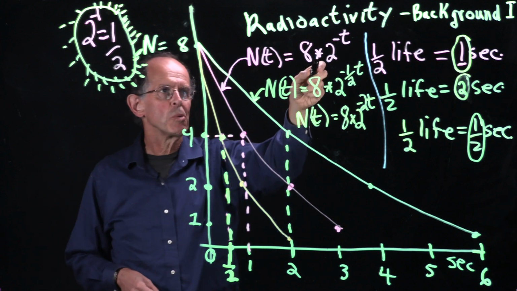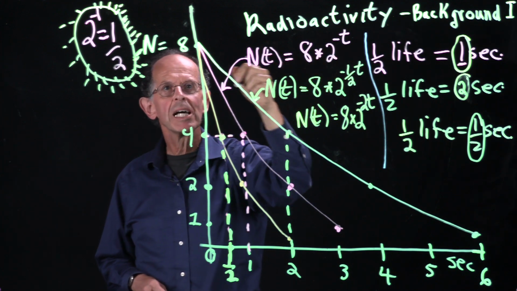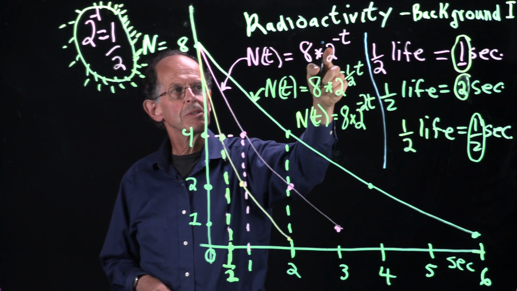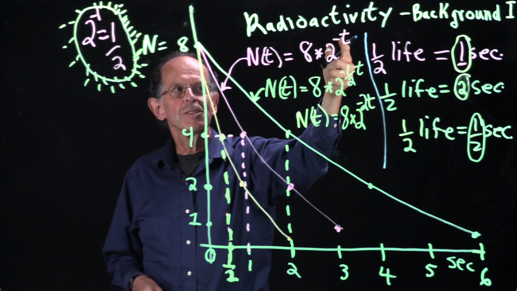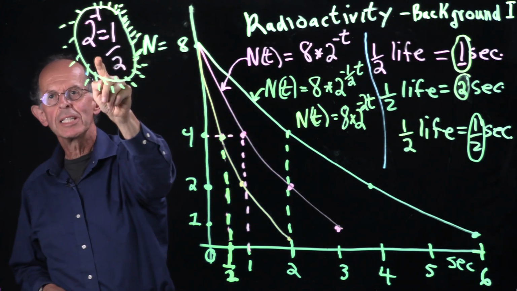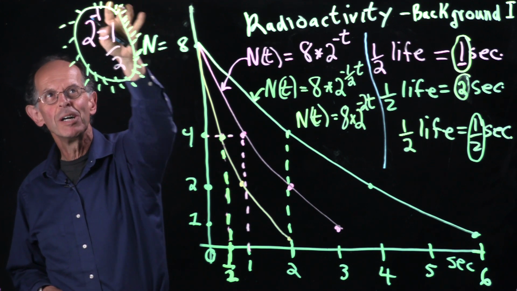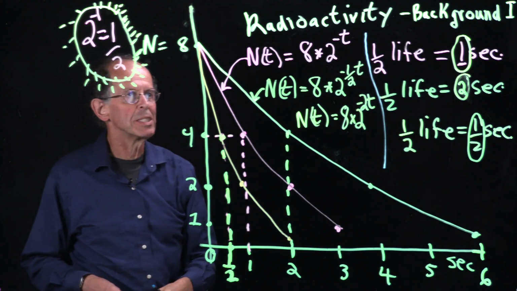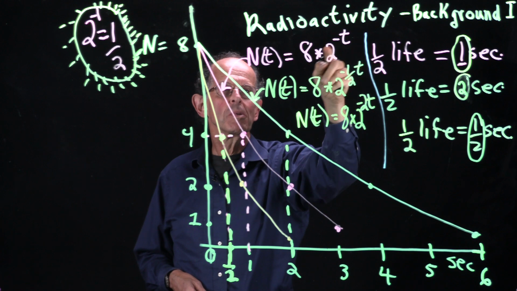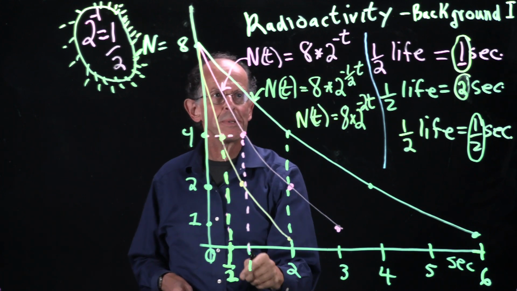Let's go through one time step for pink. At time 0, we have 8. At 1 second, it's going to be 2 to the minus 1. What's that? This is the key point right here. Notice that I've written 2 to the minus 1 is a half, with this glowing globe around it. 8 times a half is 4. That is the half-life for pink.